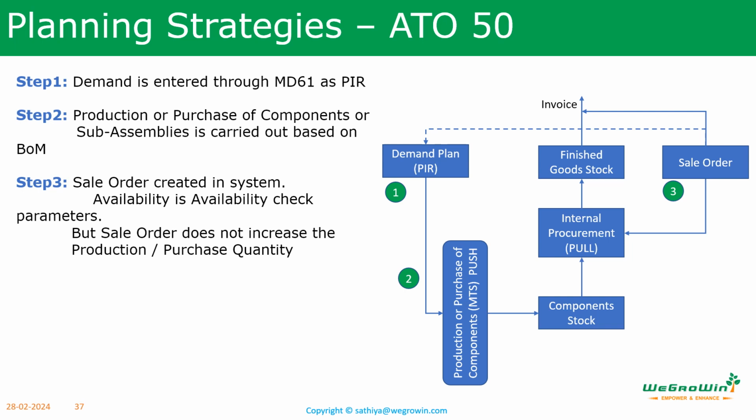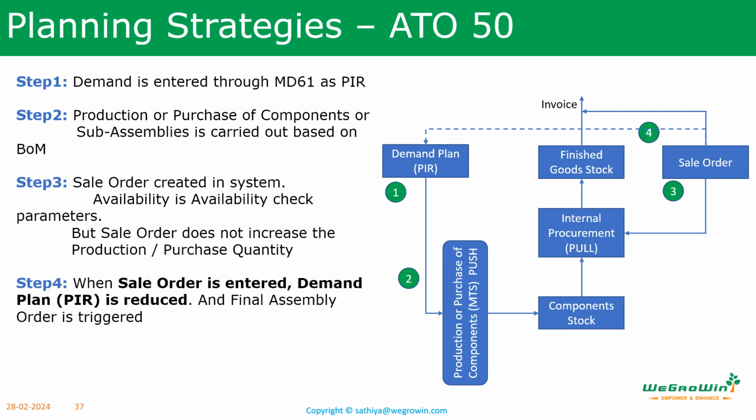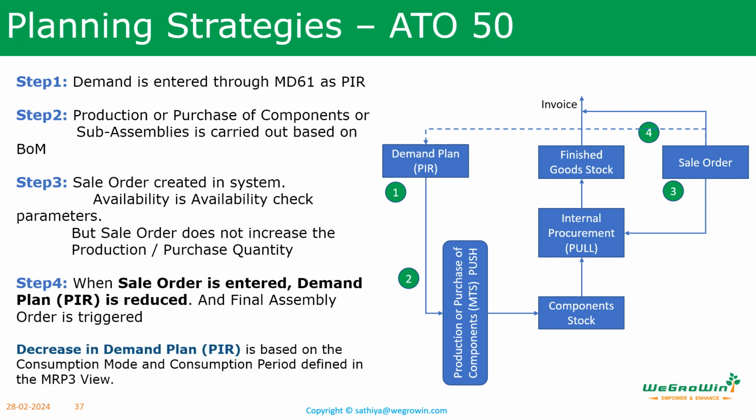A sales order is created in the system, availability of components is checked, and the sales order does not increase the production quantity, but it reduces the demand, the PIR. That's what happens: when a sales order is entered, demand is reduced and a final assembly order is triggered. Then based on this, the product is produced and the material is invoiced. The decrease in the demand plan is based on the consumption mode and the consumption period defined in the MRP3 view, which we will discuss later.